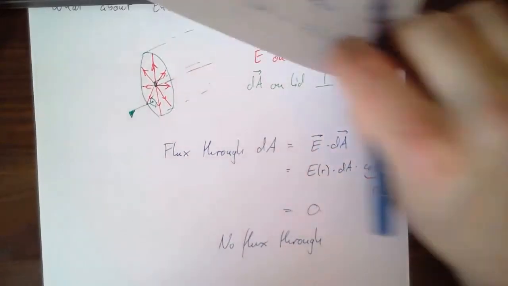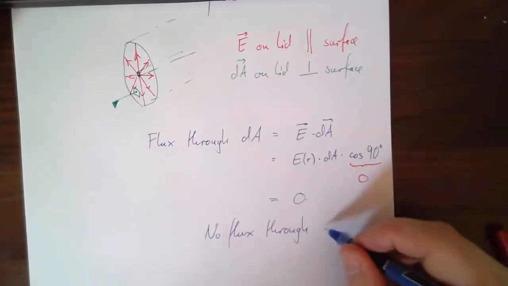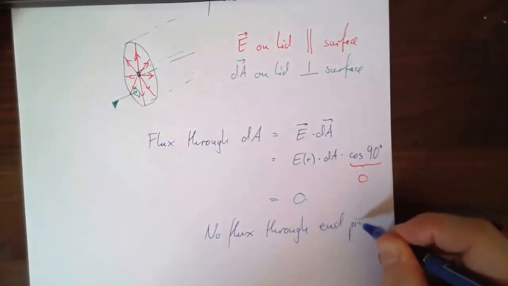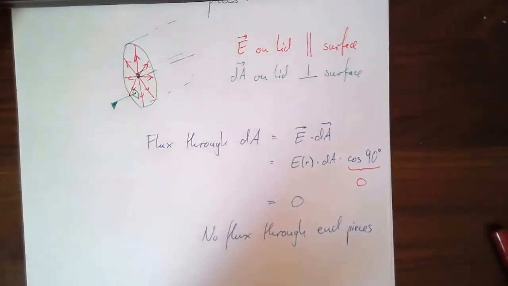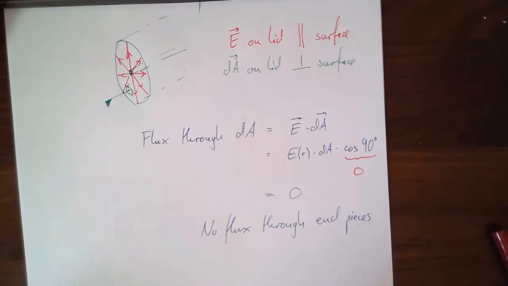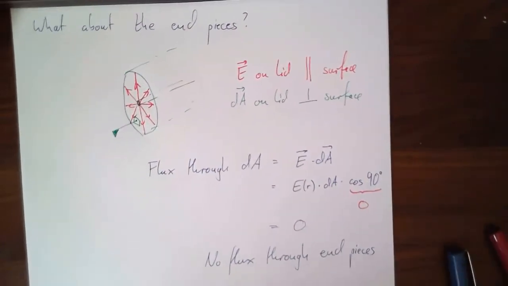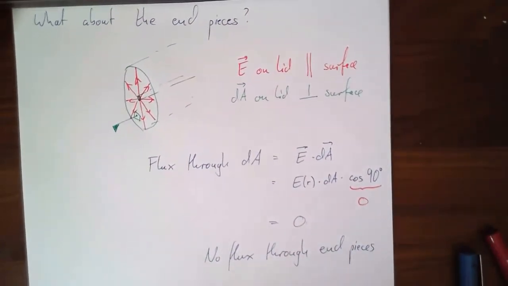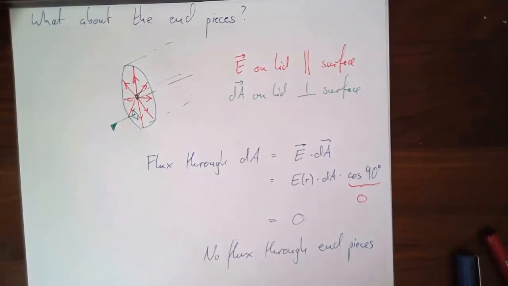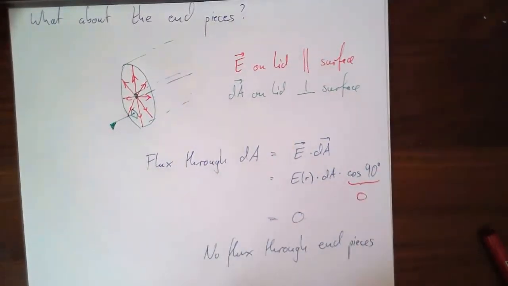No flux through end pieces. Of course, I've really spelled it out in detail here. Once you've had a bit of practice, you just look at it and you're like, okay, E field perpendicular to the flag, 0, right? But it doesn't contribute to the flux.